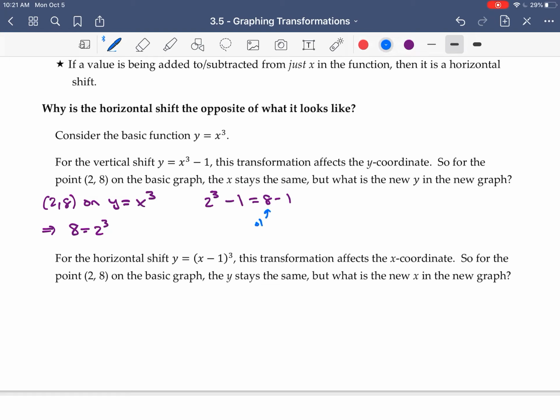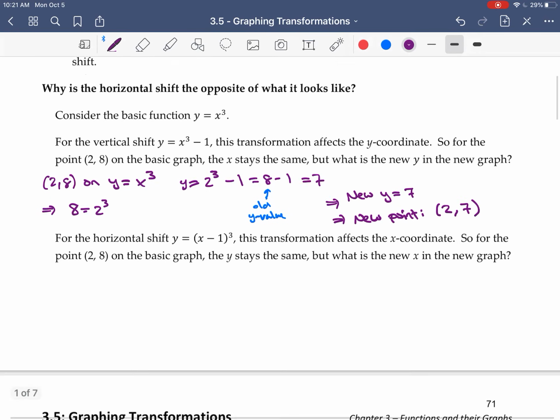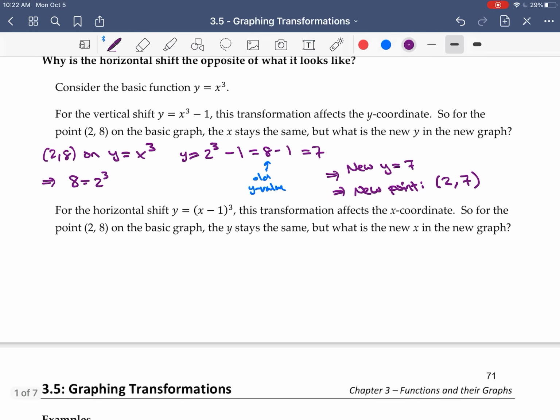So this is the old y, I should have written y equals. In the new one, this is the old y value, and we just subtract 1 from it to get 7. So the new y is 7, which means the new point still goes with the number 2, but it's now (2, 7).